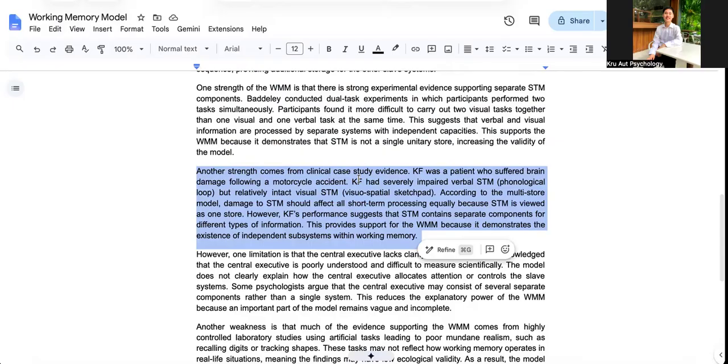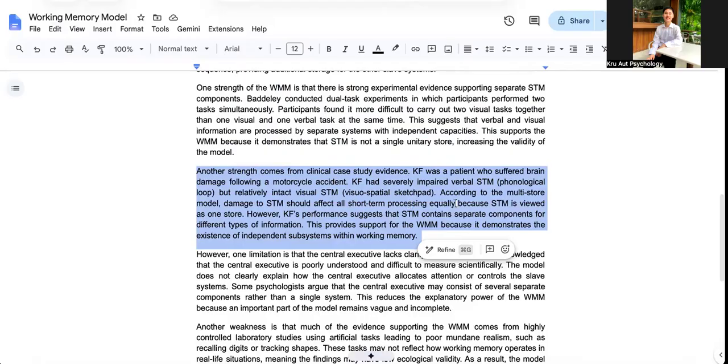Then KF had severely impaired verbal short-term memory. It's good to be very clear in saying that it's verbal. If you just say it's the phonological loop, that's also fine. But relatively intact visual short-term memory, or say the visual spatial sketchpad, according to the multi-store model. So why did I refer it back to the multi-store model? Because we want to say that damage to short-term memory should affect all short-term memory processing equally in the multi-store model, because that's a unitary store, right?